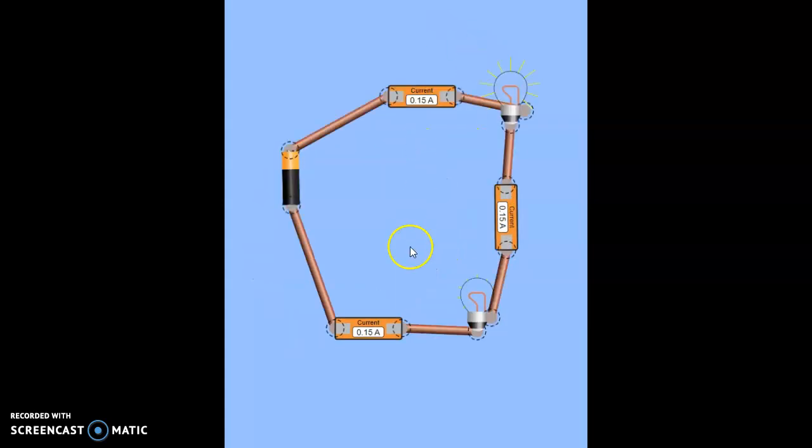Number 7 is the same circuit, but with the long bulb and the round bulb switched positions. Okay, so same discussion as I just gave of the last one, but with the bulbs switched positions. You see that the current is the same. The position of the bulbs does not matter.